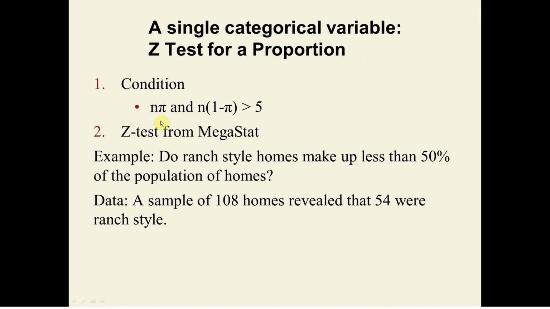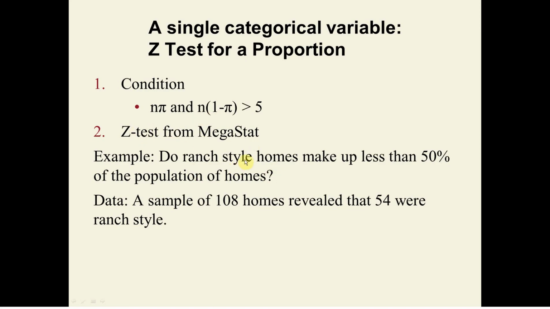Okay, so if the population proportion that we're speculating, our hypothesis, is pi, then the number of things in that category that we're interested in would be n. So n is the number of things in the category that we're interested in, and pi would be the population proportion that we're speculating for that category. Now, just like normal distribution before, there's a condition: n times pi, and n times 1 minus pi, must both be greater than 5. So we have to have at least 5 for each of those. It's a pretty mild condition. Then we would use the z-test from Megastat.